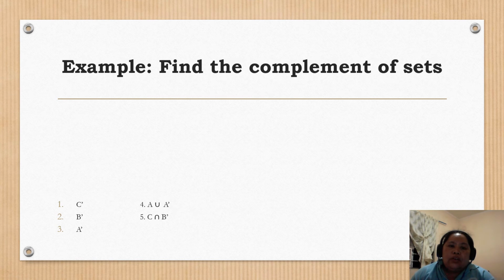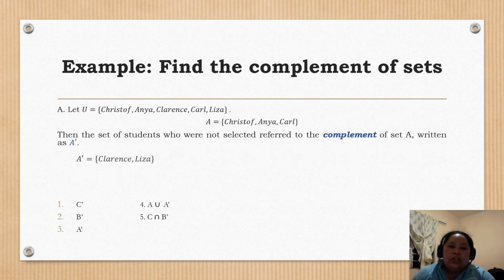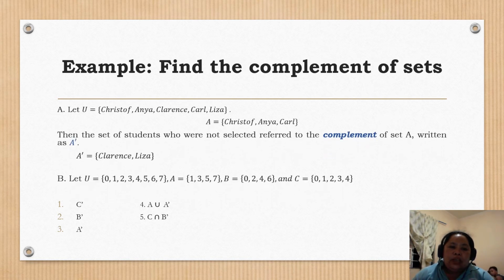Okay. Find the complement of the sets. So we answered that already. Then let's do letter B. We have here the universal set U with 0, 1, 2, 3, 4, 5, 6, 7, and A is 1, 3, 5, 7. B has 0, 2, 4, 6. And C is 0, 1, 2, 3, 4. Now, let's get the complement of C. So what is the complement of C? C has 0, 1, 2, 3, 4.